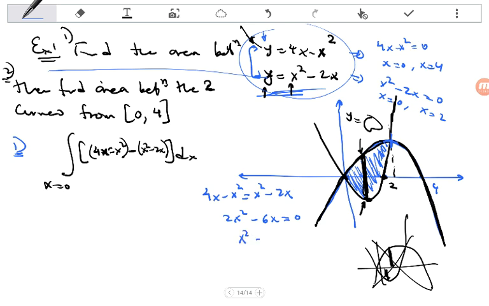Which is x squared minus 3x equals 0. When I take x as a common factor, x times (x minus 3) equals 0. It will give me x equals 0 and x equals 3. So this point of intersection is at x equals 3, and this point with the x-axis, which was at 2. So I slide it from x equals 0 to x equals 3 and find this integral.